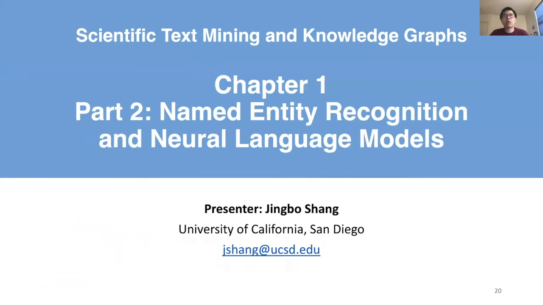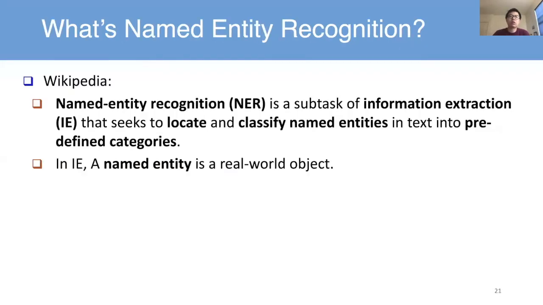Let's talk about named entity recognition in neural language models. The first question you may have is, what is named entity recognition? We usually use NER as the abbreviation. It's a subtask of information extraction, and there are two major problems: where are the entities and what types are these entities. A named entity is typically a real-world object.